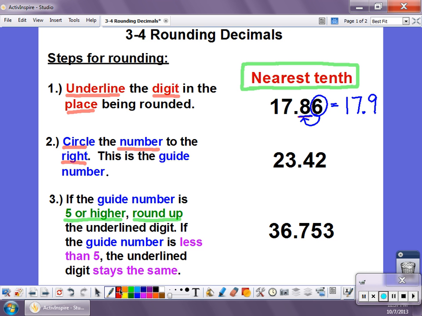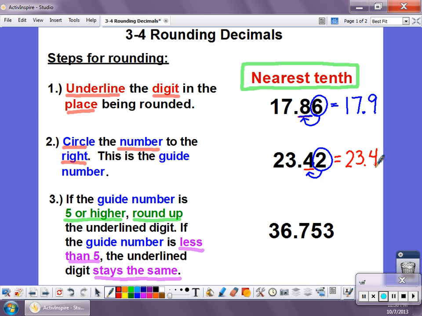Now, if we go through that same process for this next problem, we're still rounding to the nearest tenth. I'm going to underline my digit in the tenths place and circle my digit to the right of it. This time, it's a 4. If I look back at my rules, it's not 5 or higher. It's less than 5, which means a 0, 1, 2, 3, or 4. It does not include 5. When it's less than 5, the underlined digit stays the same. So this is going to say 23 and 4/10.